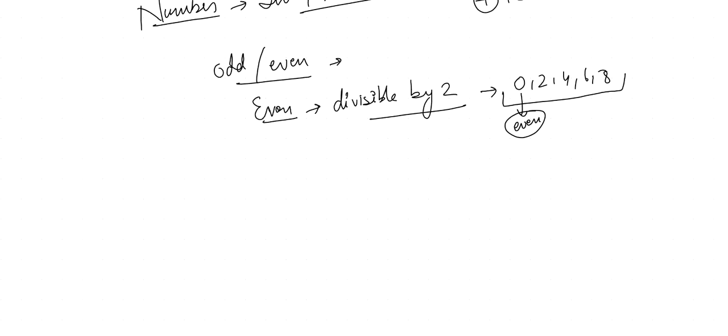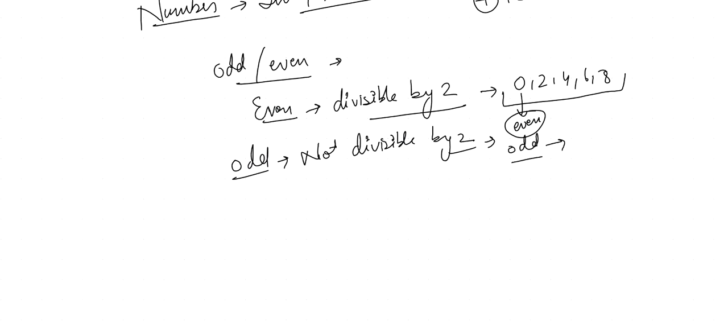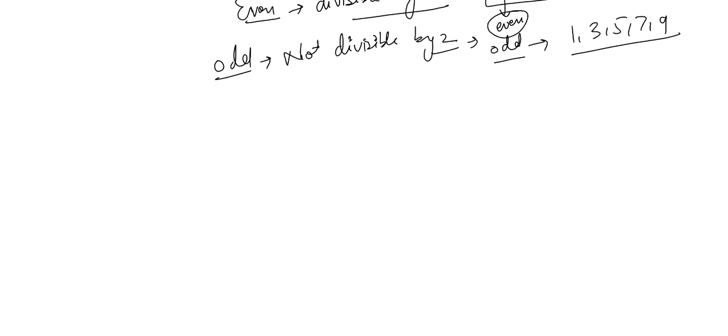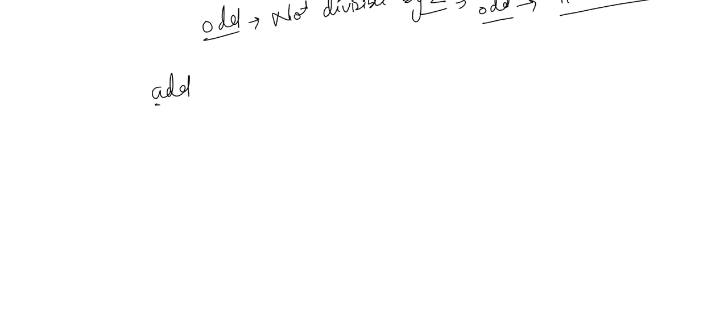And odd, definitely anything not divisible by 2 is odd. Any number ending with 1, 3, 5, 7, 9 would be definitely odd. If we add two numbers, odd plus odd, the sum would be even. 3 plus 5, the sum would be even.